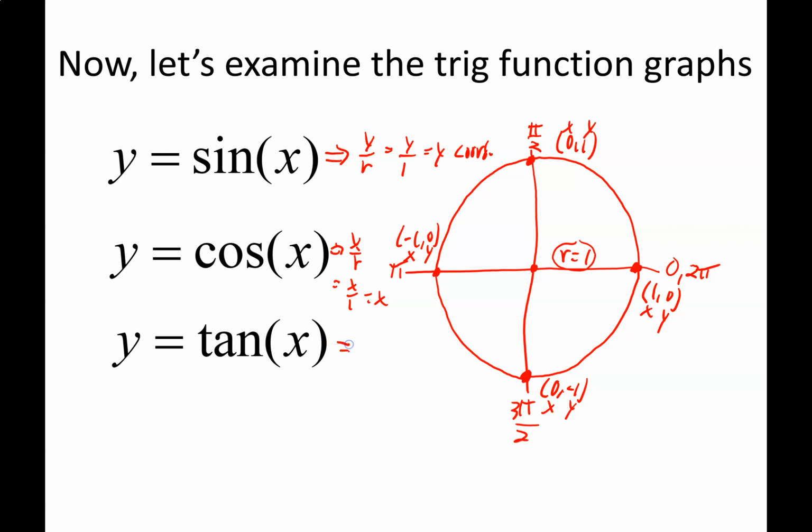Tangent is defined as y over x, or you can think of it as your sine over your cosine. So that's where I'm going to get the coordinates for the graphs from, just basic quadrantal angles on the unit circle.